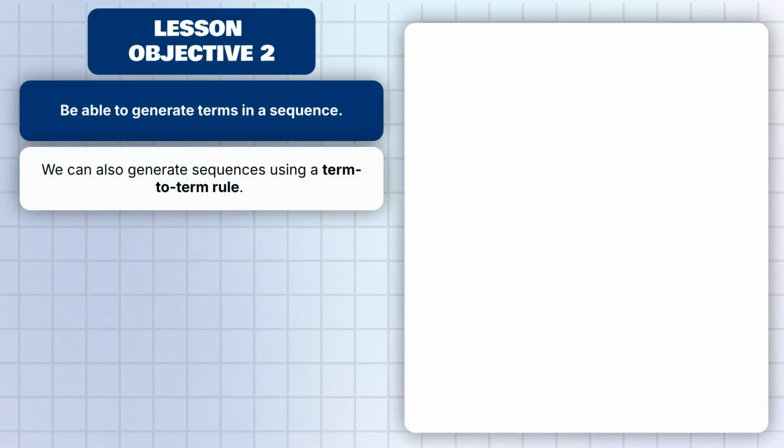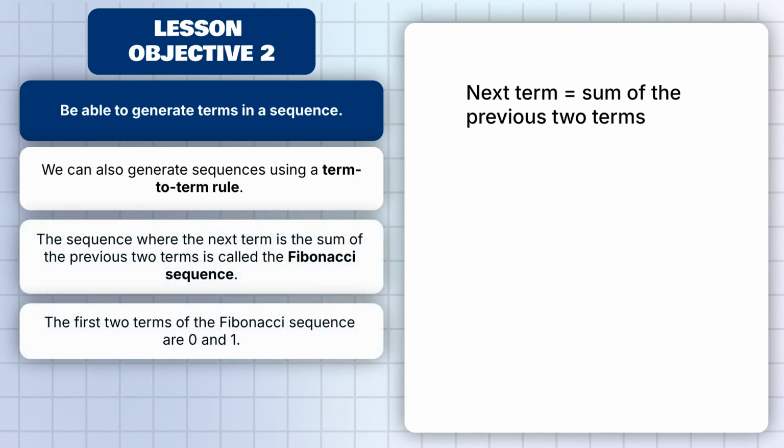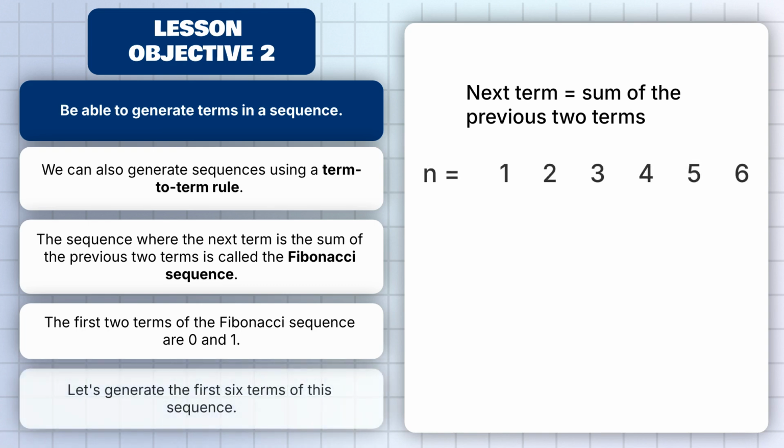Now let's generate a sequence using a term-to-term rule. Consider the sequence where the next term is the sum of the previous 2 terms and the first 2 terms are 0 and 1. This is called the Fibonacci sequence. Let's generate the first 6 terms of this sequence.